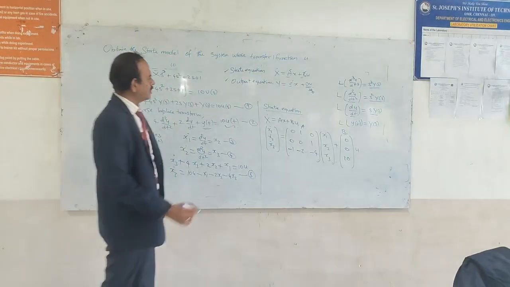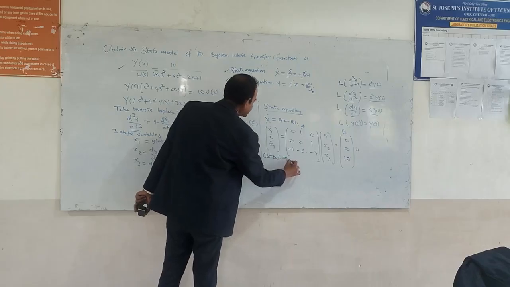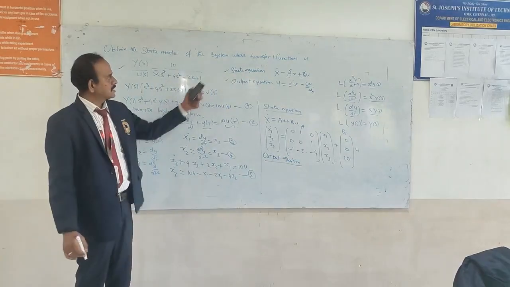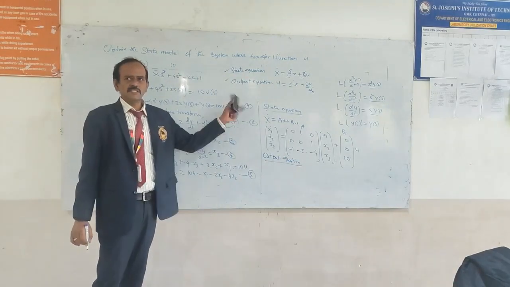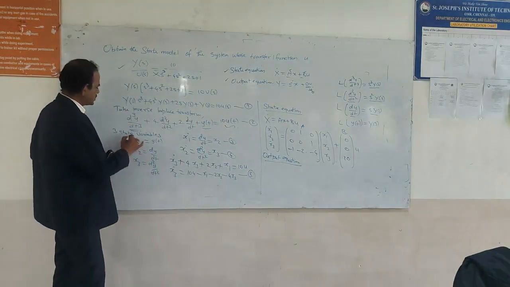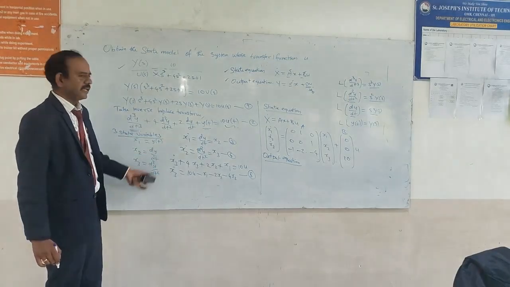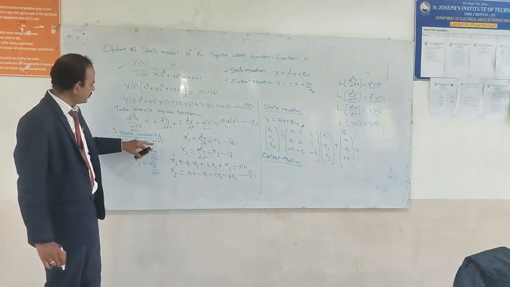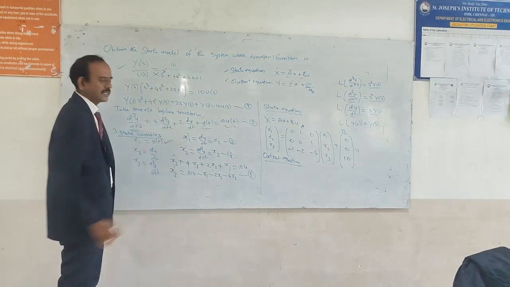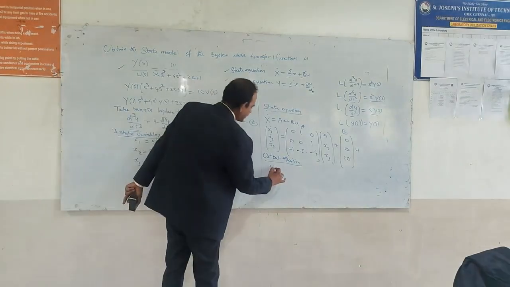Similarly, how can you find the output equation? y equals Cx plus D. D is 0, leave it out. How can you find Cx? See the state variables you have found. Is there any equation present for y in terms of the state variables? We have y equal to x1, that is y of t. So this y of t can be considered as the output equation. y of t is x1, so y equals Cx.